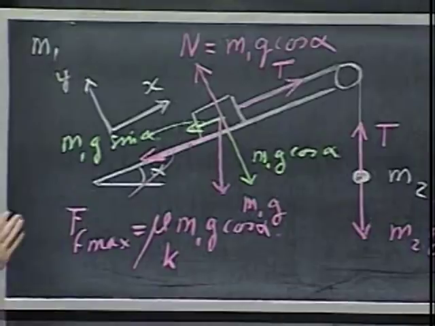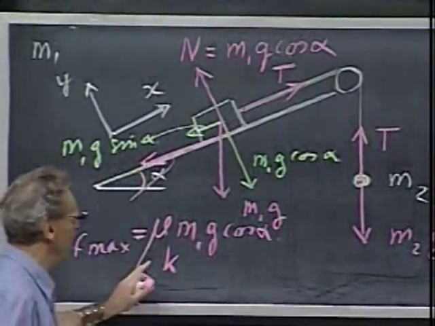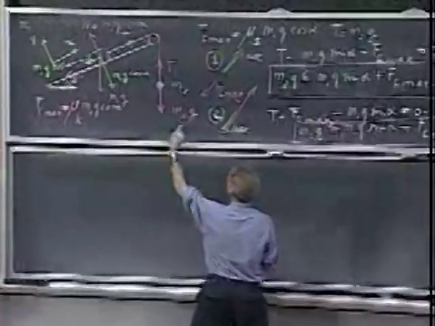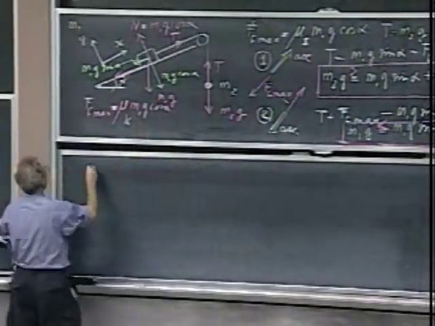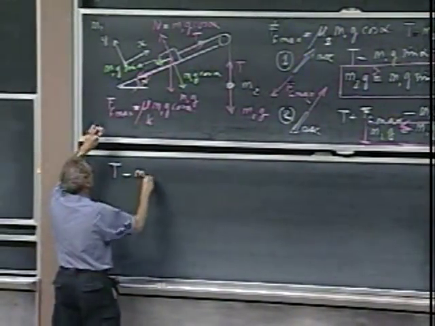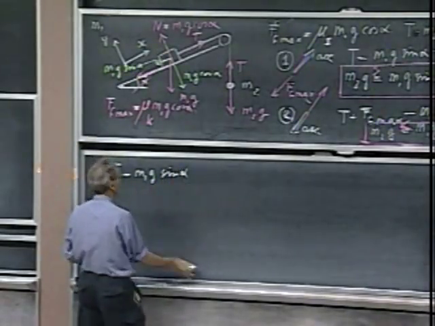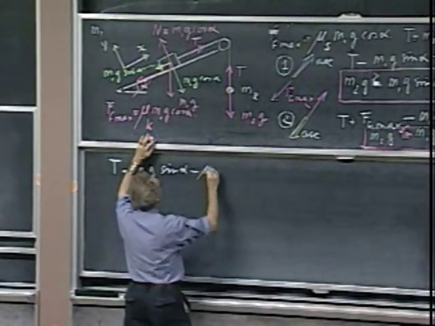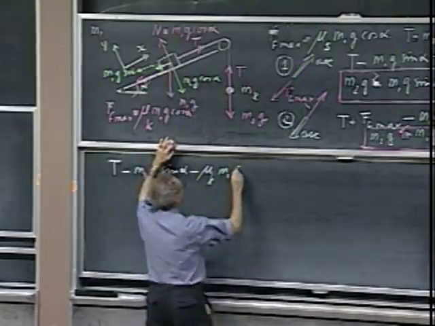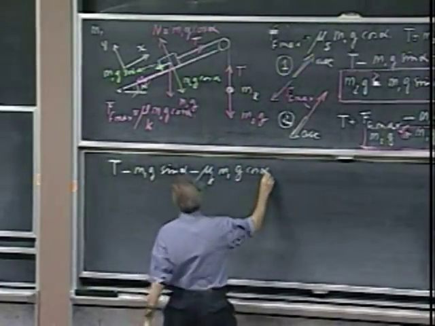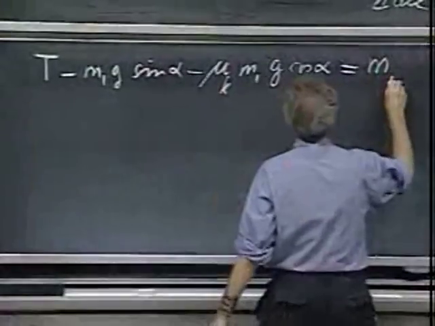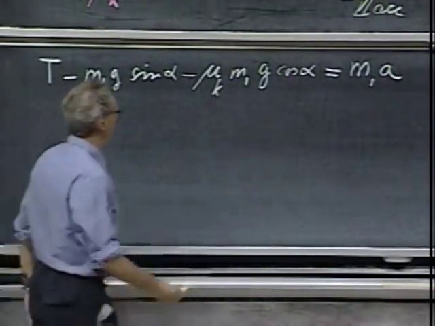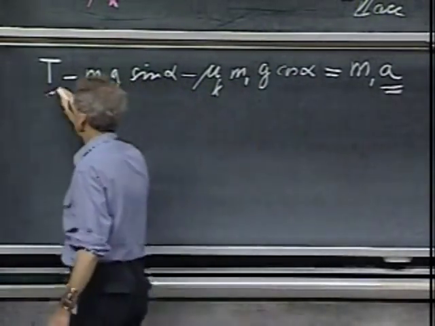So that is already one change. It is moving, for sure. It's going to be accelerated. So the frictional force is in this direction, has this value. So let's write down now Newton's second law in the x direction. So we have T in the positive direction minus m1 g sine alpha minus this maximum force, minus mu k m1 g cosine alpha. And that now, according to Newton's law, must be m1 times a, if a is the acceleration uphill. One equation with two unknowns. You don't know a, and you don't know T.